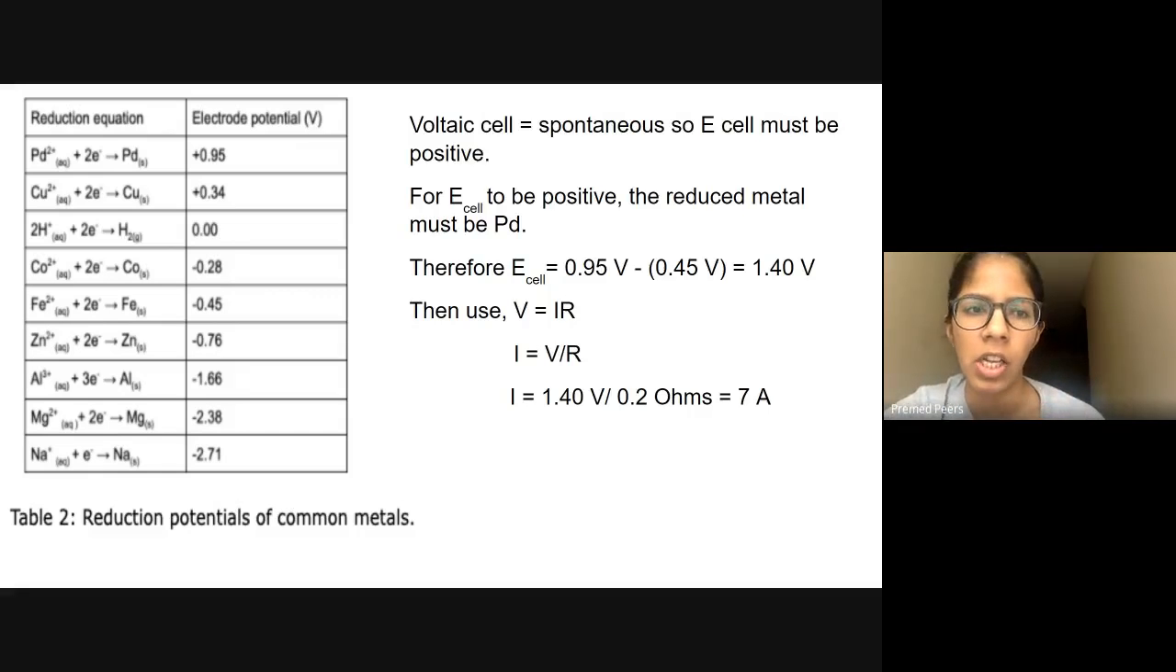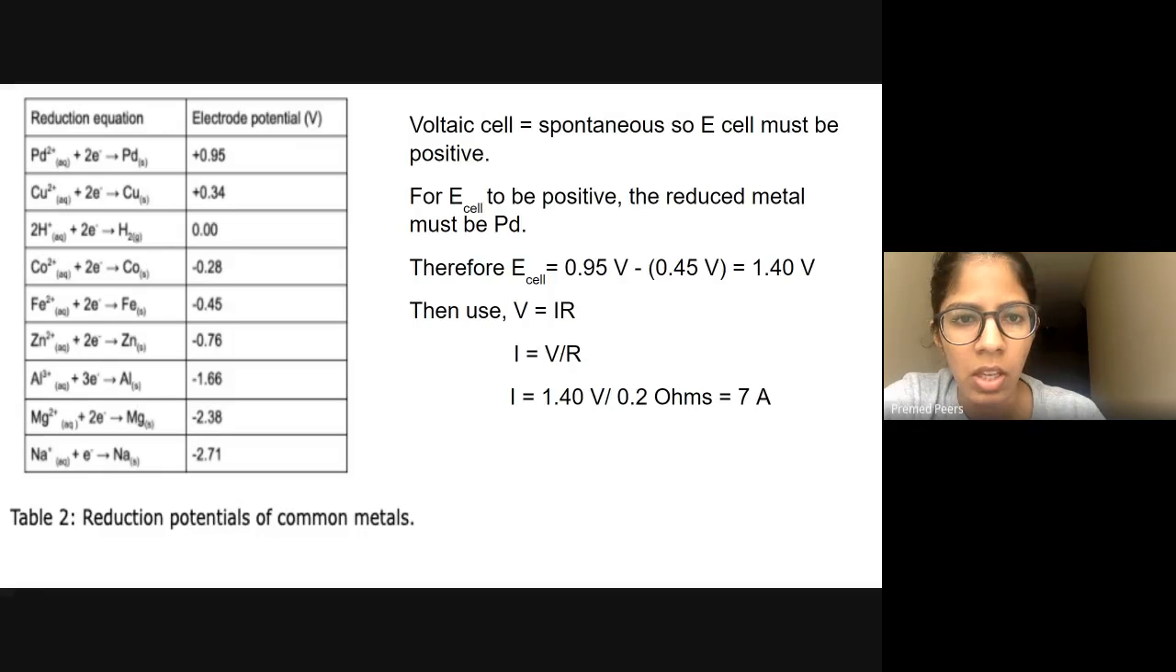The voltaic part just tells you which direction you need to add or subtract them. Your formula is always the reduction potential of one minus the reduction potential of the other. You just need to know which goes on which side. We need a positive E cell, so we can't do negative 0.45 minus 0.95, because we would get a negative number. So we do 0.95 minus negative 0.45 to get 1.40.